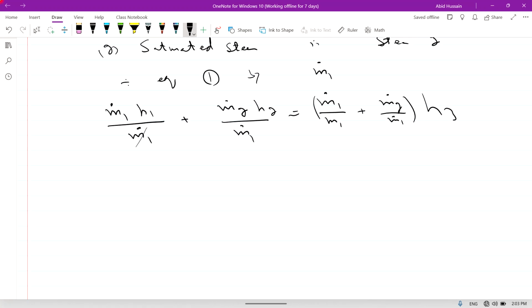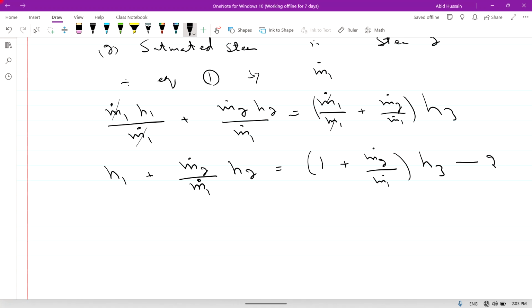So here m1 dot will be cancelled with m1 dot, so h1 plus m2 dot divided by m1 dot times h2 is equal to 1 plus m2 dot divided by m1 dot times h3. This is equation number 2, and here we have to find m2 dot divided by m1 dot. So the only unknowns are h1, h2 and h3. First we find h1, h2 and h3.